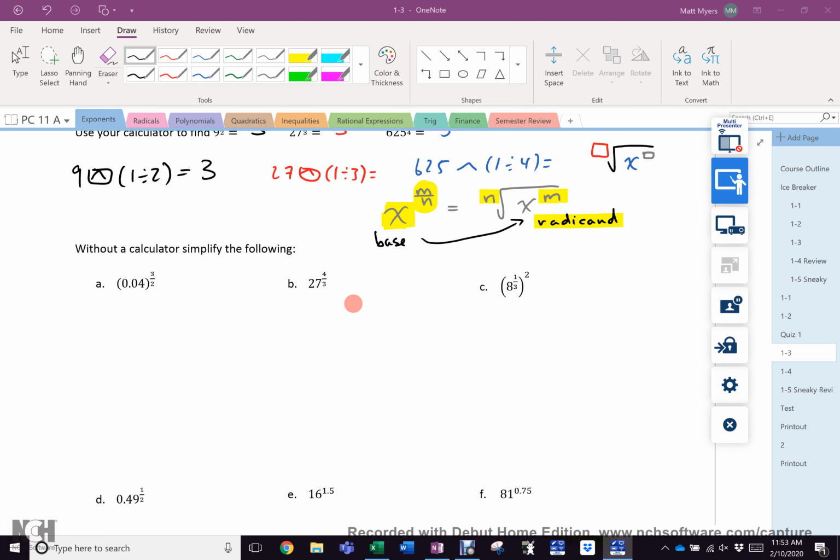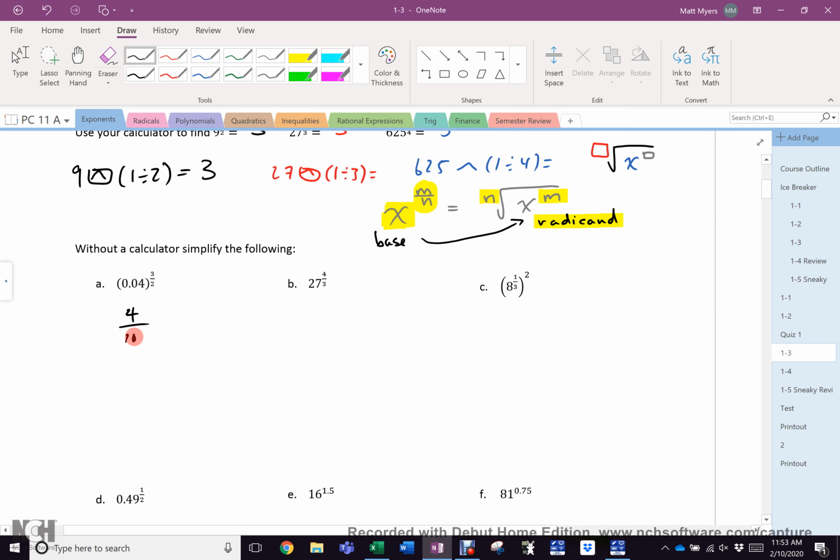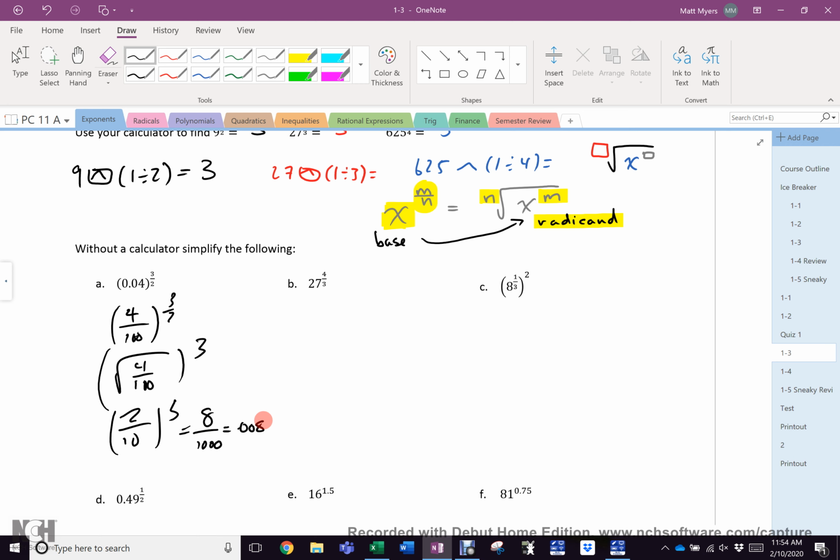So this was everything I just said. 4 over 100 to the 3 halves, which is the square root of 4 over 100 cubed, which is 2 over 10 cubed, which is 8 over 1,000, which is 0.008. Which 2? Oh, well, good point. We never write that 2. It's like the exponent of 1. Of course not. As a matter of fact, when I do the work, I often write it to remind myself, even me.